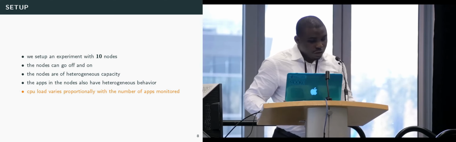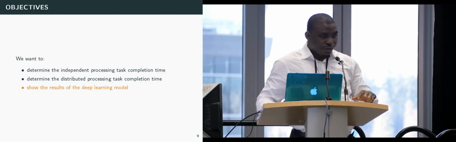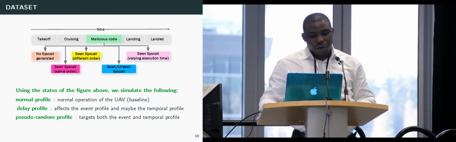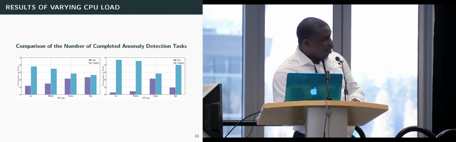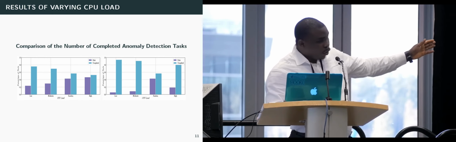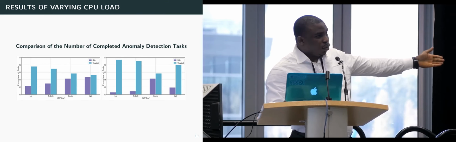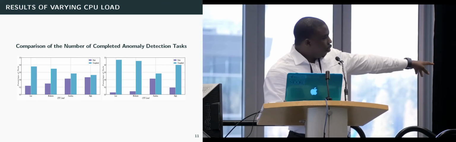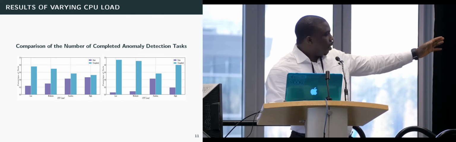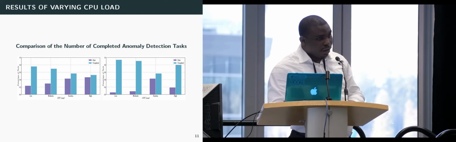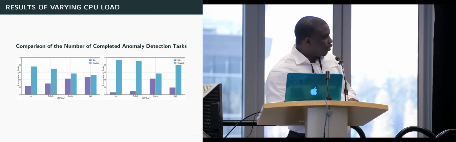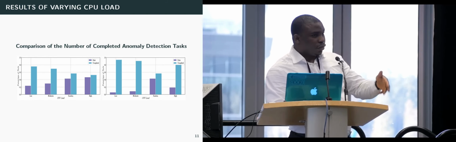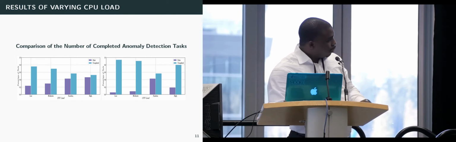So what experiments did we do? We used 10 nodes of different capacity, mostly Raspberry Pis and so on. We aimed to determine, when we run independently and when we are running distributed, what is the outcome? So when we say low, moderate, random, and high, we are referring to the variations in the CPU load, which is how many applications are being monitored.